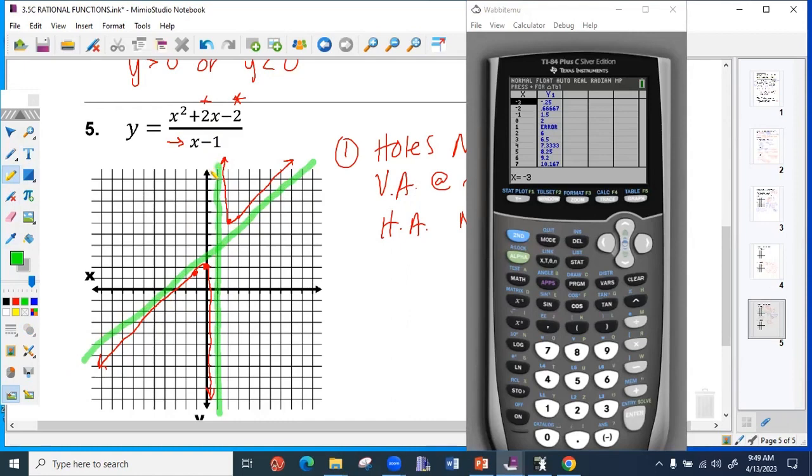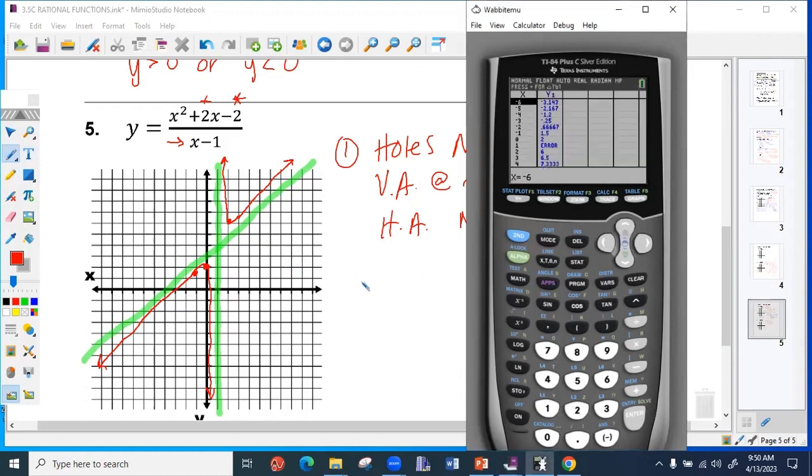Do y'all remember long division? You would just do long division or synthetic and you would find it. But again, do we have to worry about that? No. Our goal is we have to be able to write the domain and the range. So we're going to describe our x's. What are our x values doing?